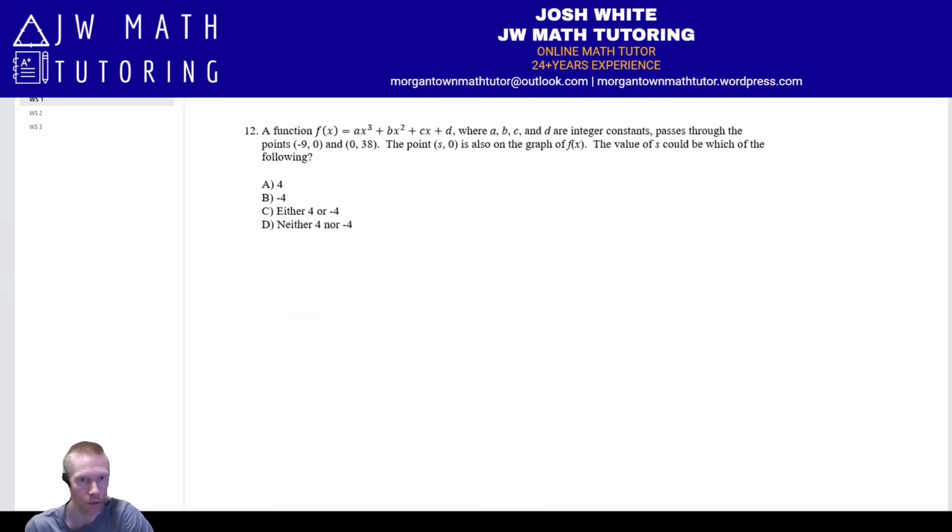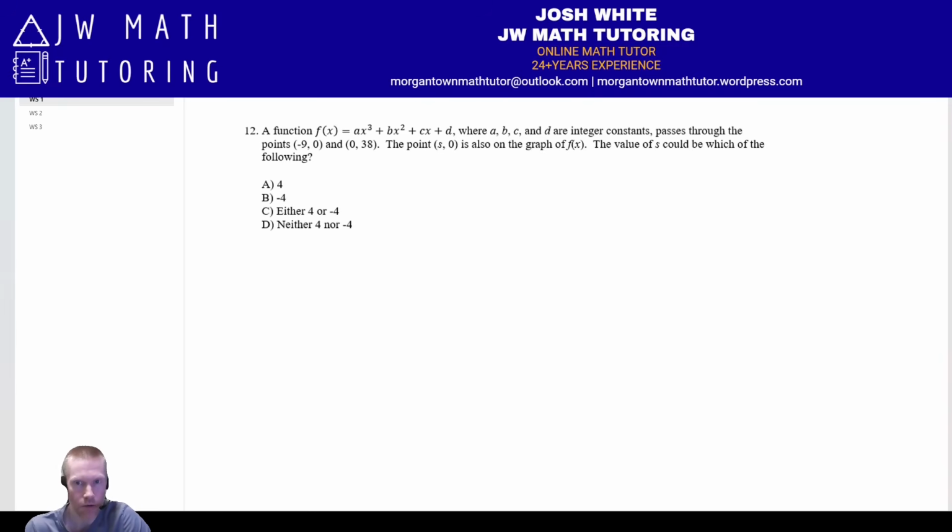For this next problem, number 12, I went back and forth on the setup of it and how exactly to word the answer choices. This is what I decided on. Here you have a cubic polynomial with some constants. You're given 2 points that it goes through. One of them is an x-intercept or root. The other one is a y-intercept. And you're also told about another x-intercept. That's what the S stands for. Another 0, a root, and so on.